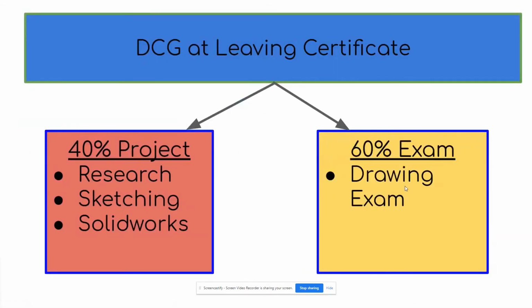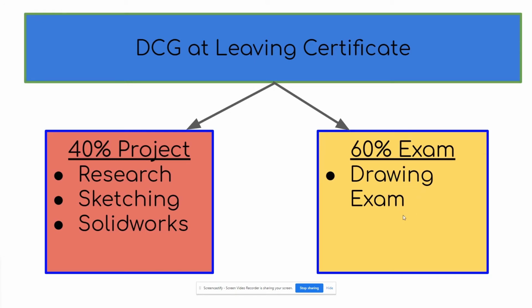Then we're looking at DCG at Leaving Cert. So DCG at Leaving Cert is split into a 40% project and a 60% exam. And for the project, we have three main areas. We've got research, sketching, and then the SolidWorks. And for the exam, it's basically a culmination of all your drawing techniques and all the topics that you would have learned throughout your time.